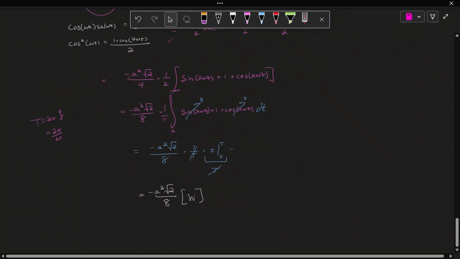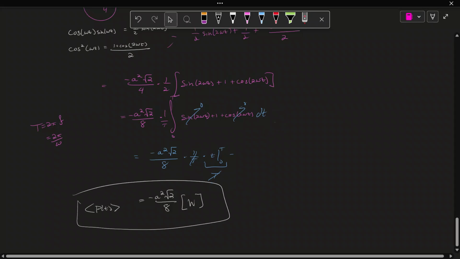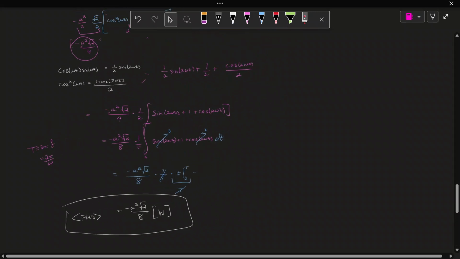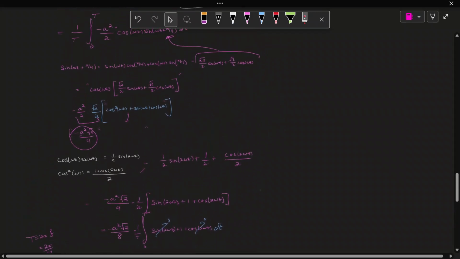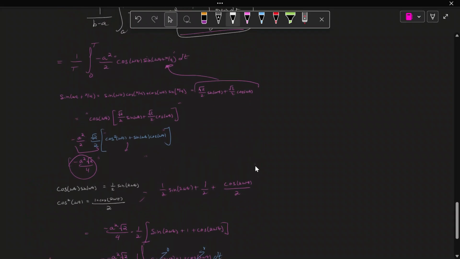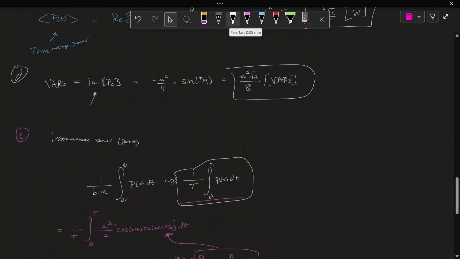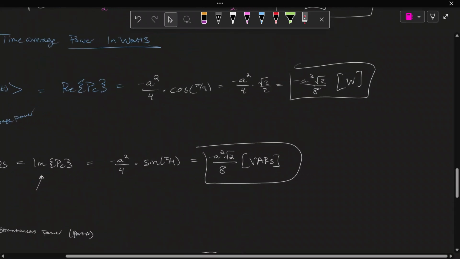And this was the time average power and instantaneous power. All right. So if you notice, though, this is the same answer as what we got. At least it should be. Yeah, there we go. Here in watts. This is the same answer that we got.